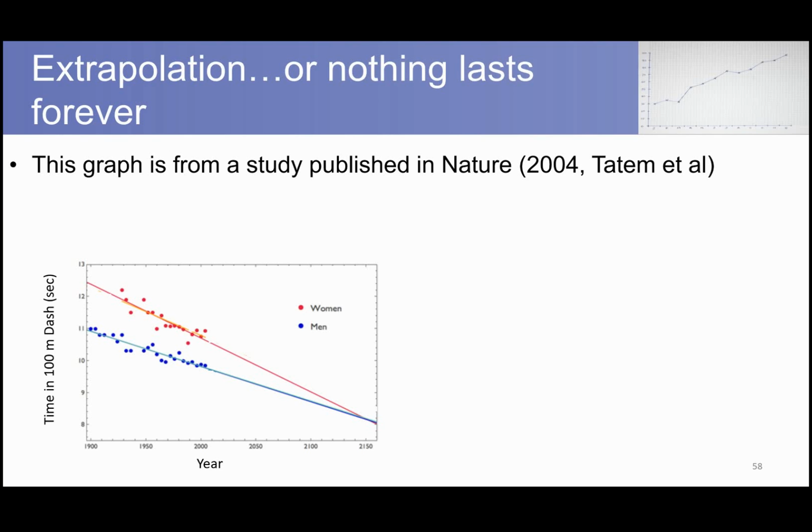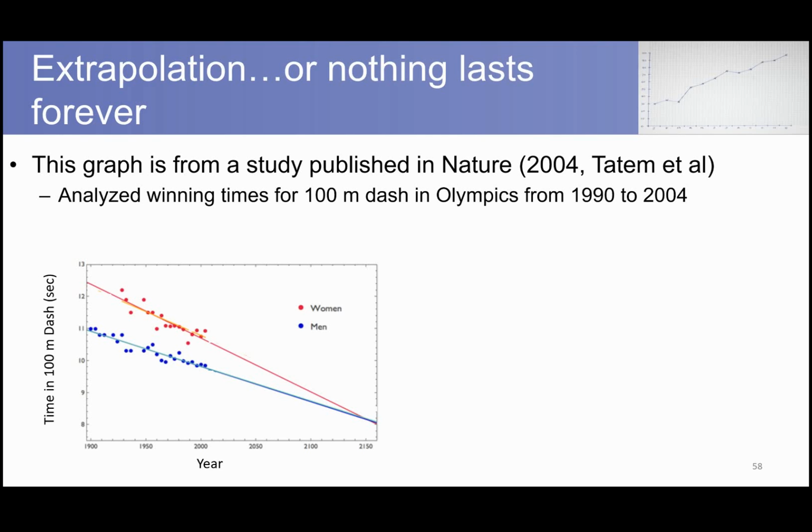And what this person did was they analyzed the winning times for the 100-meter dash for men and women. And they extrapolated, that's what we call it, when we try to predict values that are outside the range used to construct the model. They extrapolated and said that by the year 2156, women are going to outrun men. They're going to be faster. Okay? You're nodding your head, yes. Who knows, right? Maybe.